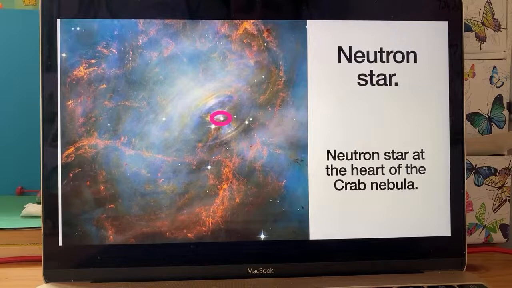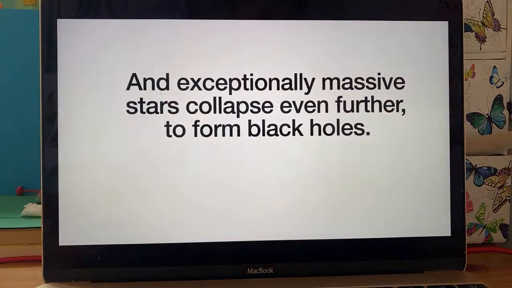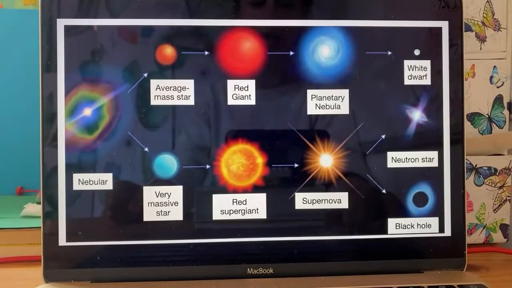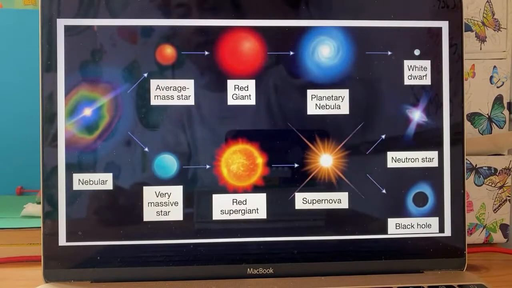NASA really doing some heavy lifting in this lesson for me. So, exceptionally massive star. I'm really sorry, we could do a whole separate lesson on black holes, but because this is IGCSE and we're just learning what's on the specification, we're not going to. We're just going to say exceptionally massive stars, stars that are so massive that the neutron star gets pulled on by gravity. It doesn't stop there. They collapse even further to form black holes.